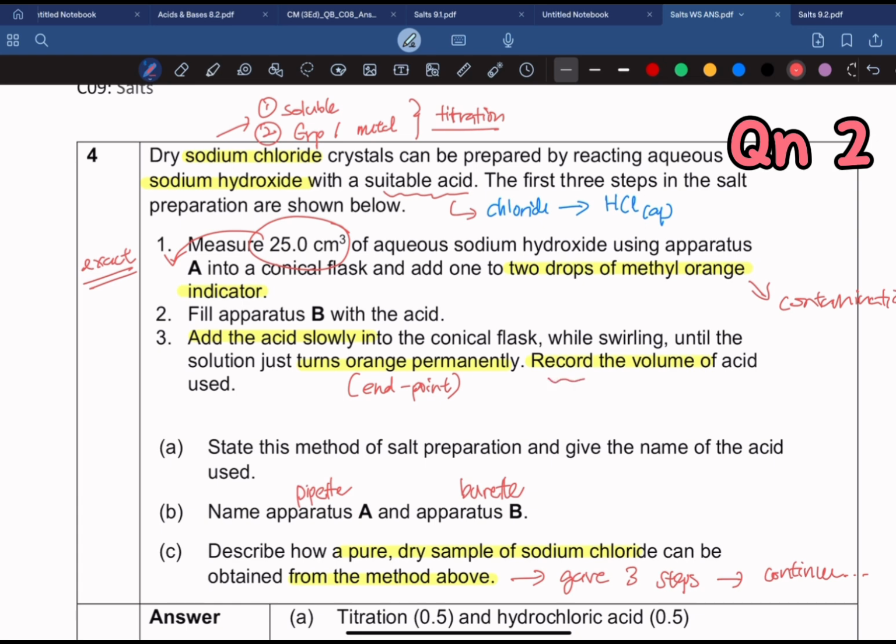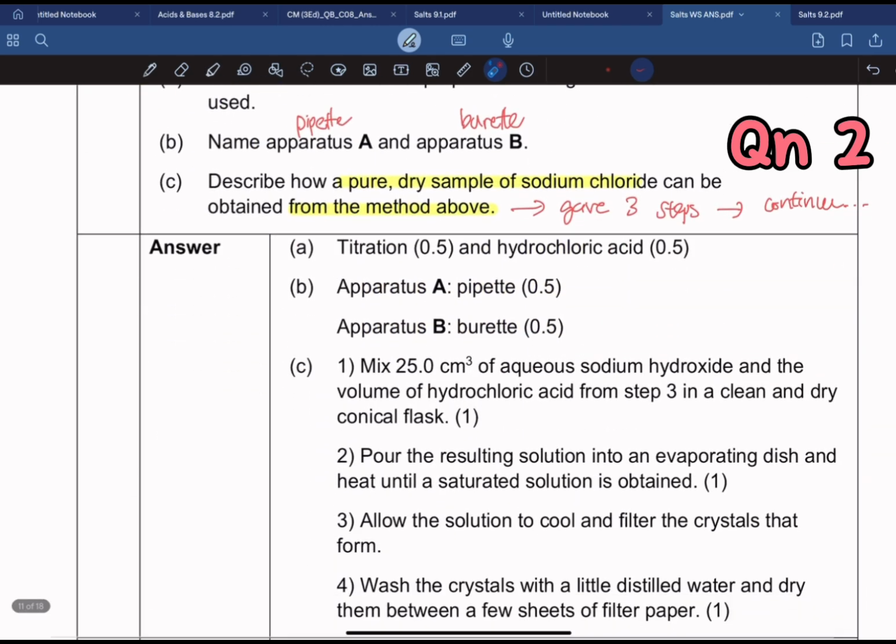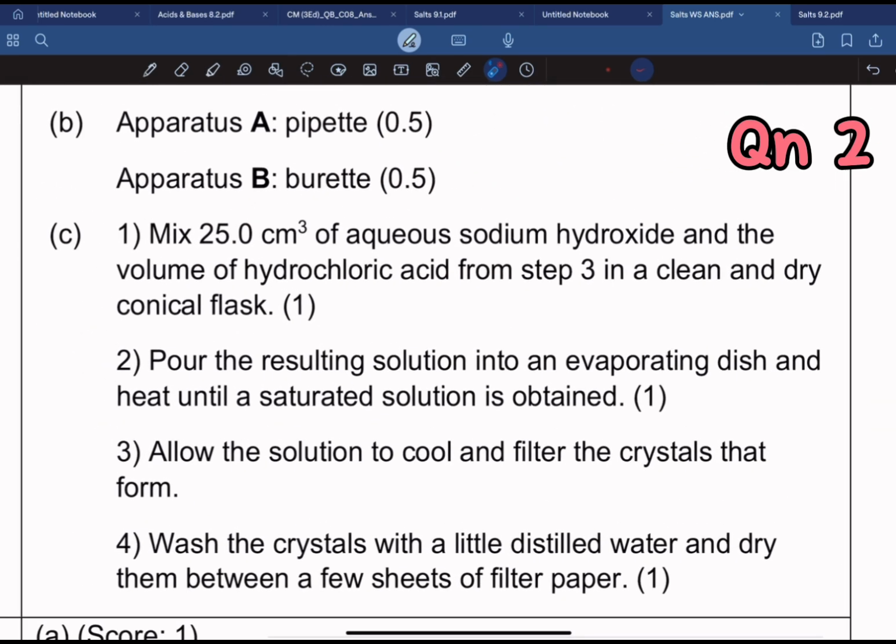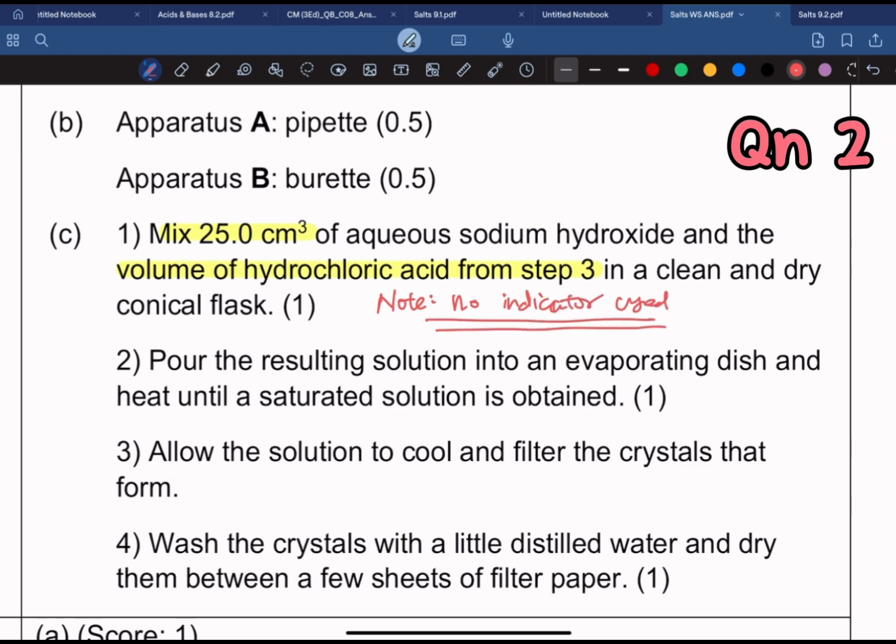There's a reason why in the textbook you also mentioned, once you have recorded the volume of the acid, you need to repeat the experiment again without the indicator before you continue doing other things, because now you already have the volume of the acid used, so you can just repeat without the indicator needed really. And so that is what you're going to do here. You're going to repeat the experiment again. You're going to mix this with the volume of hydrochloric acid from step 3. Take note, no indicator used here, because we don't want the crystals to be contaminated. We already know the volume that we are using.